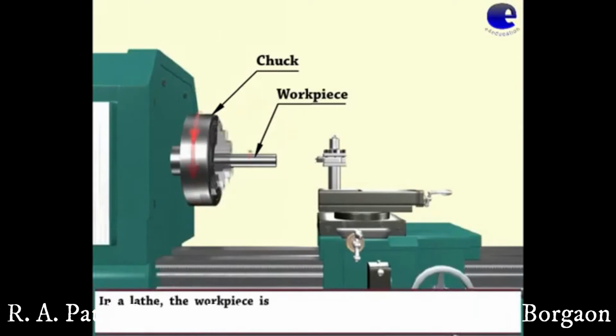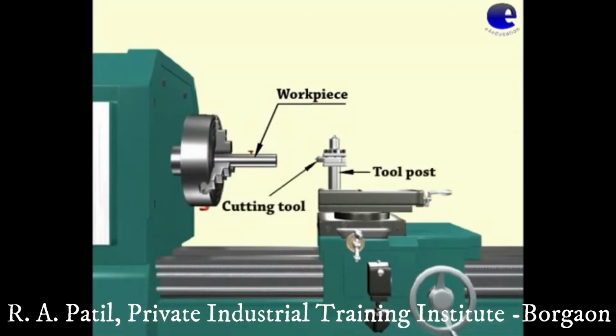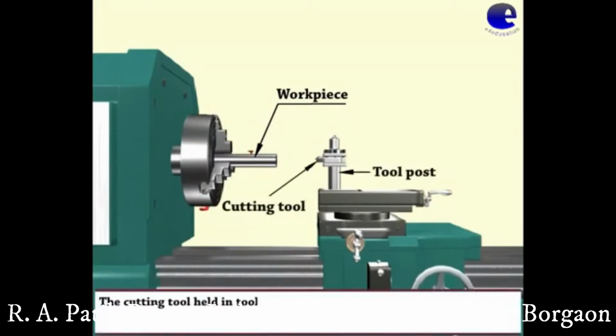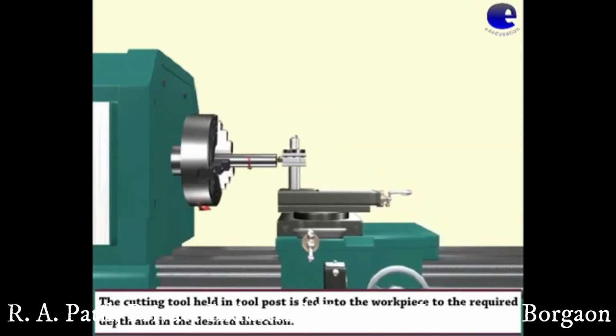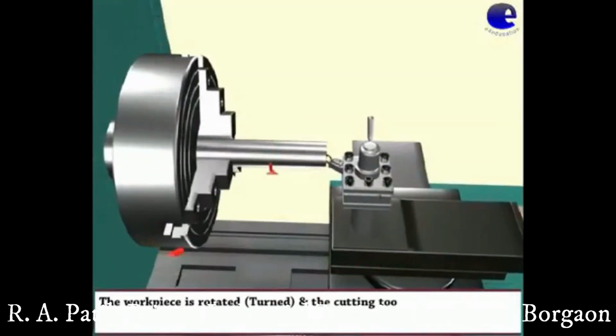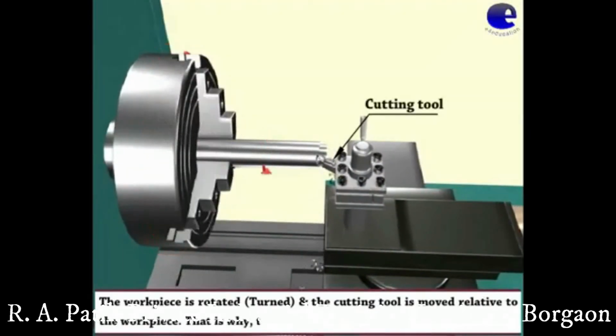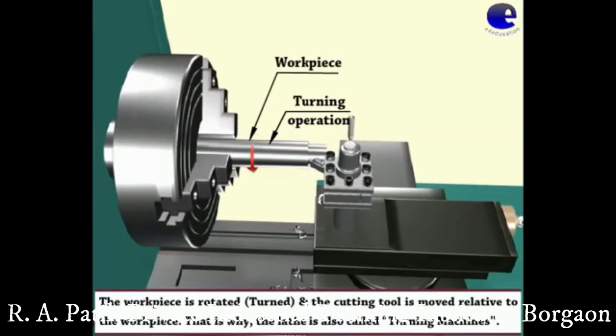In a lathe, the workpiece is held in a chuck or between centers and rotated about its axis at a uniform speed. The cutting tool held in the tool post is fed into the workpiece to the required depth and in the desired direction. The workpiece is rotated and the cutting tool is moved relative to the workpiece. That is why the lathe is also called a turning machine.